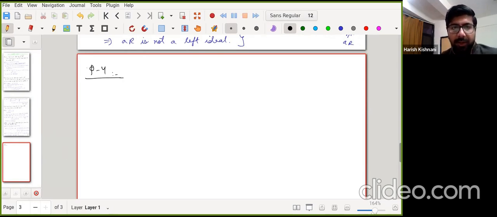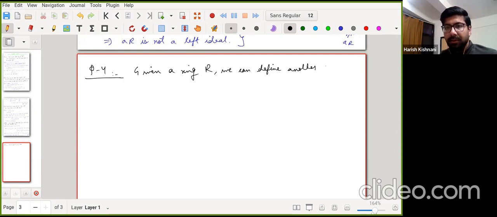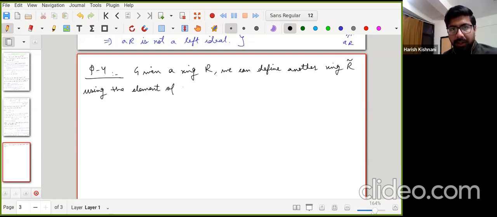Let's say you are all given a ring R. Using the elements of the ring, we can define another ring, say R tilde, using the elements of R in the following way.